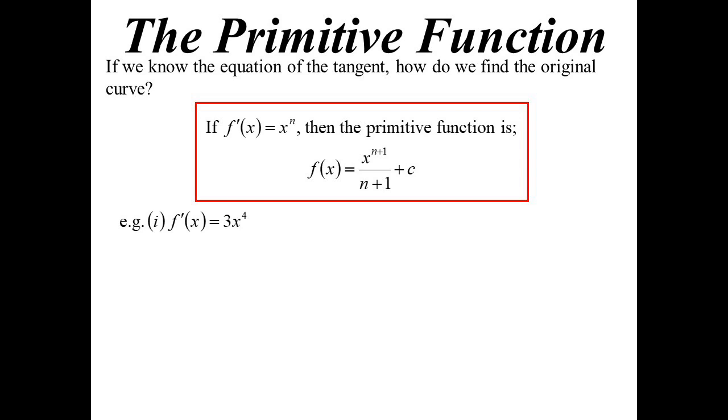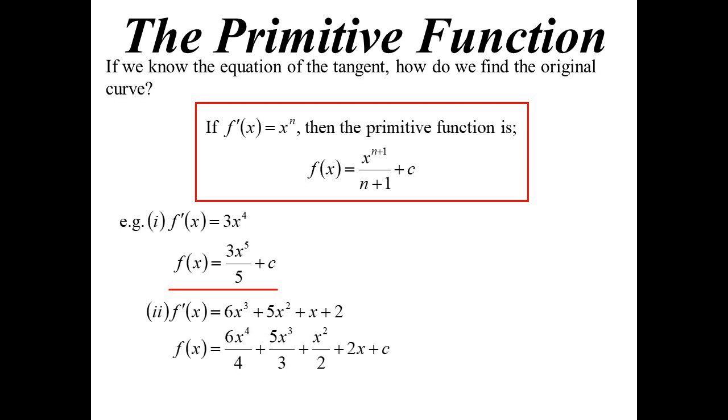So if I've got that the derivative is 3x to the power of 4, then I'll add 1 to the power over the power. So it'll become 3x to the 5 over 5. I could have several terms, but each one of those I'll add 1 to the power over the power. So I'll get x to the 4 over 4, x to the 3 over 3, x to the 2 over 2. Now the constant 2, remember there's actually x to the power of 0 sitting there. So you add 1 to the power, x to the power of 1 over 1.